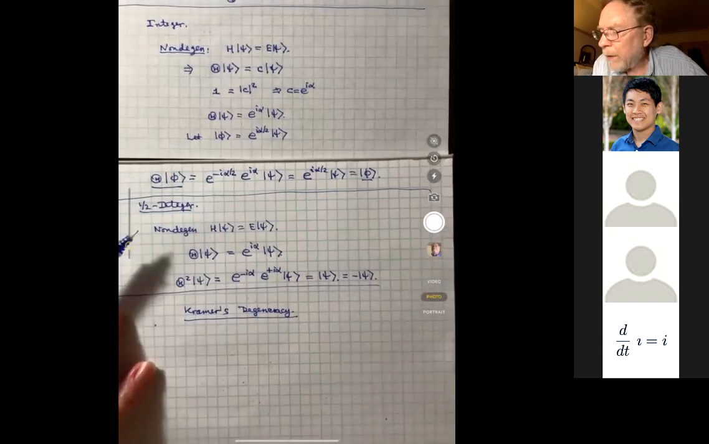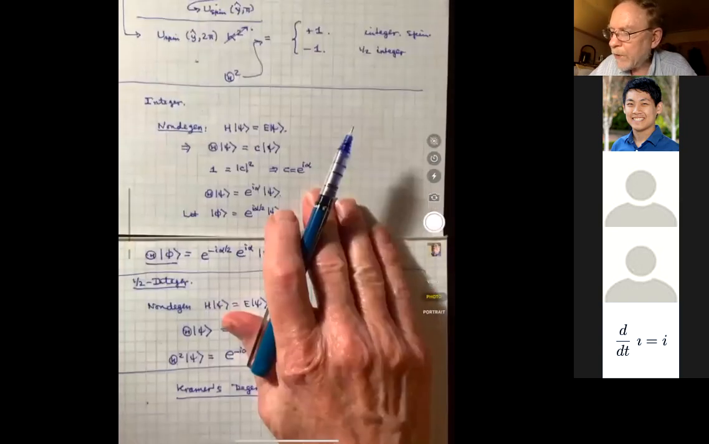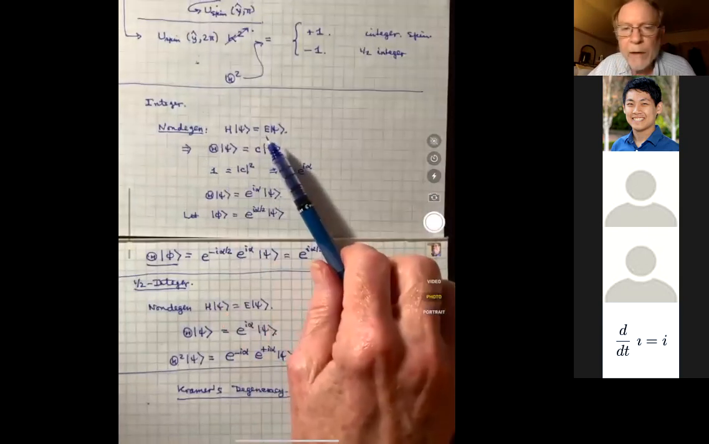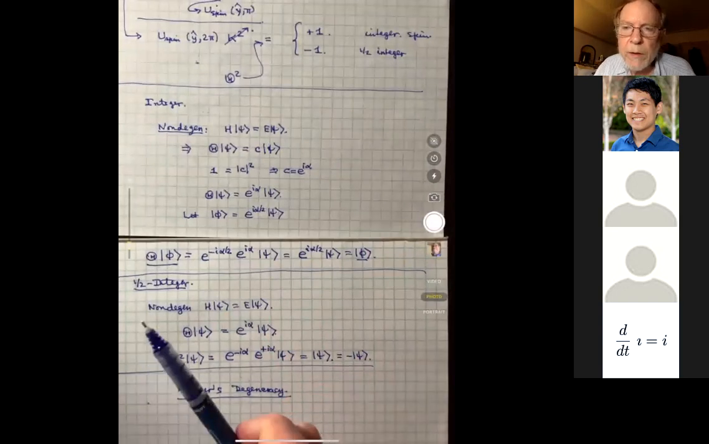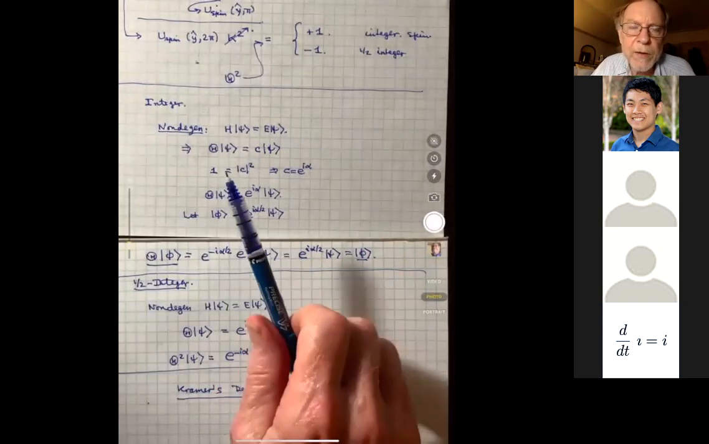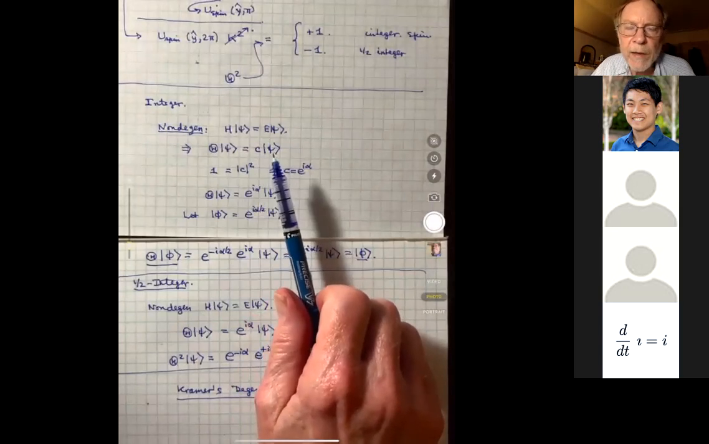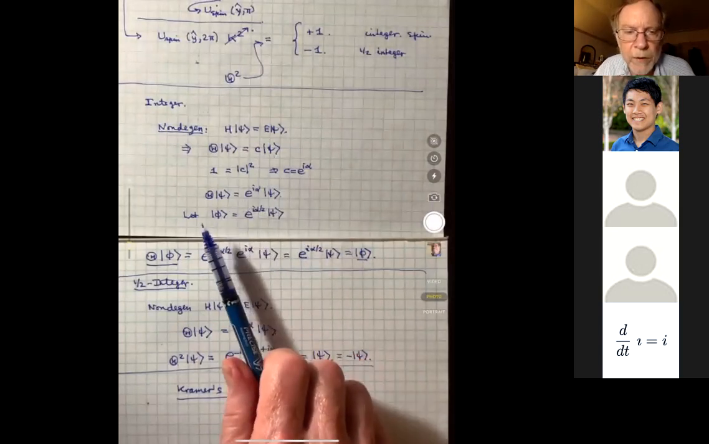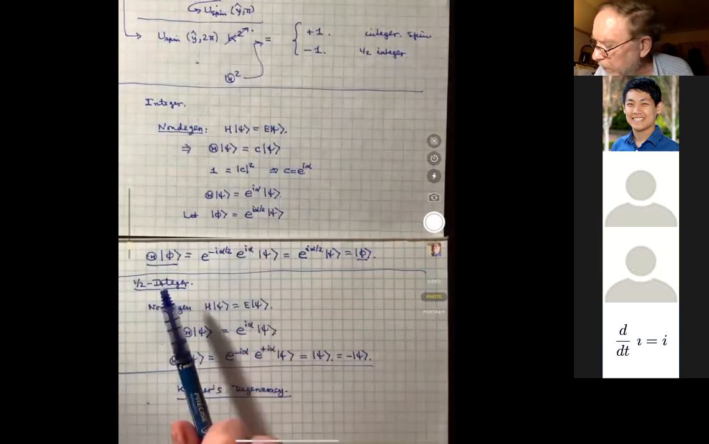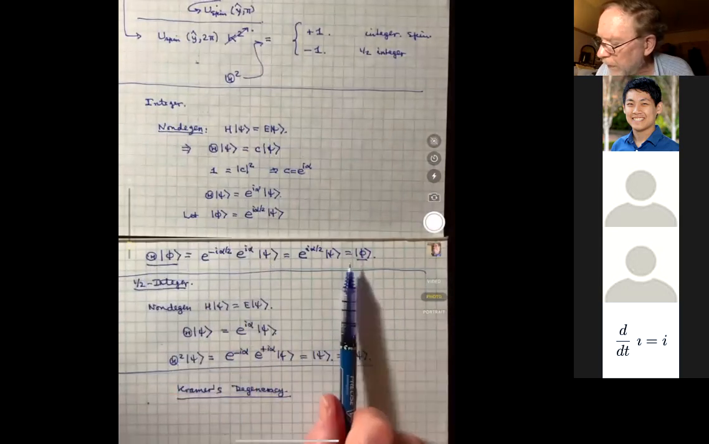Well, in both the integer and the half integer cases, I assumed that it was a non-degenerate eigenfunction just to see what would happen. So in the integer case, what you find is that you can always choose a phase factor to make that eigenfunction invariant under time reversal. Theta phi is equal to phi.